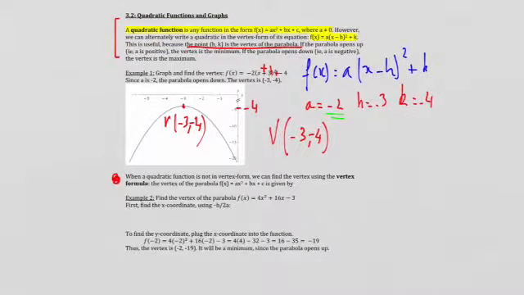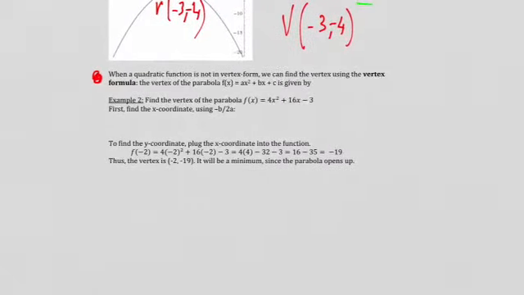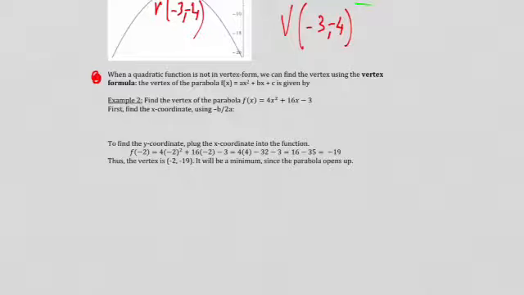Let's take a look at example number 2. What do we have? The question is, find the vertex. Well, we know that the vertex is defined as (h, k), and k is also the value of your function when x equal h. Okay, and that would be the value of k. So, in this case, what do we have?